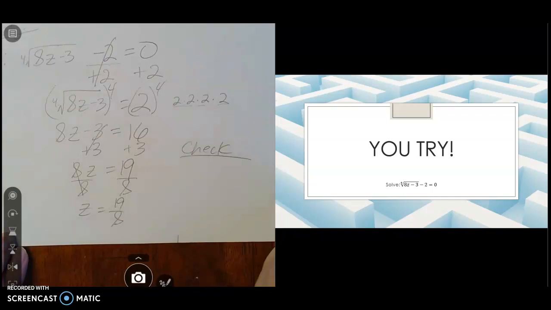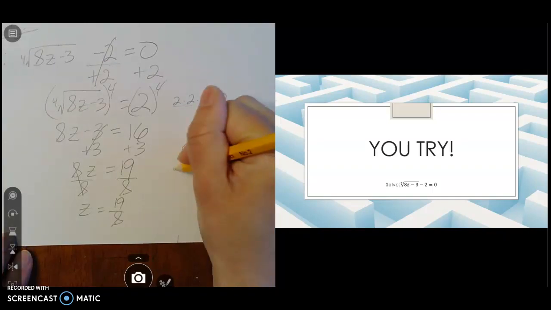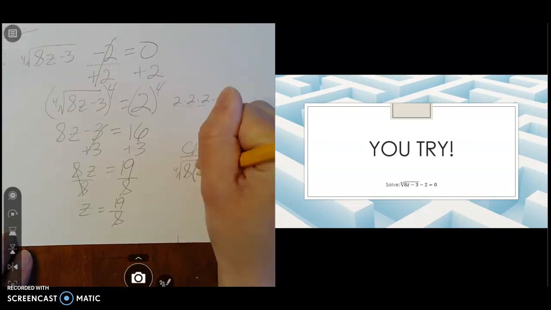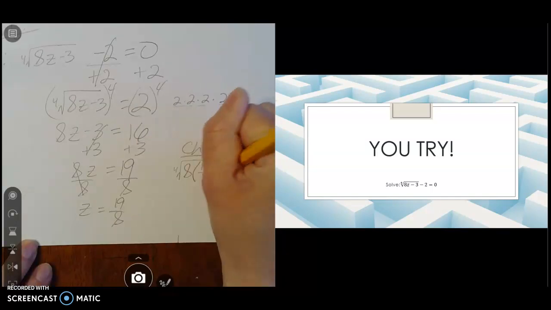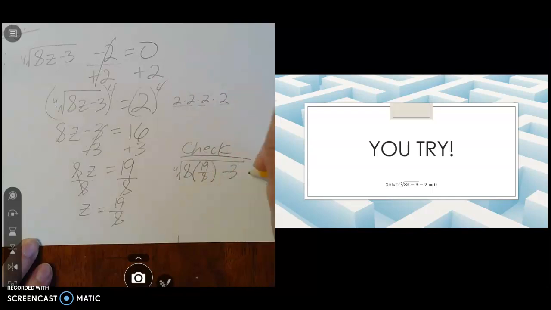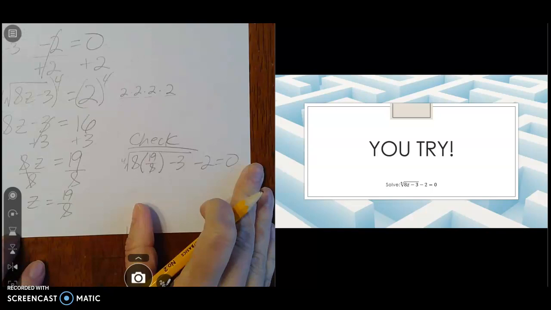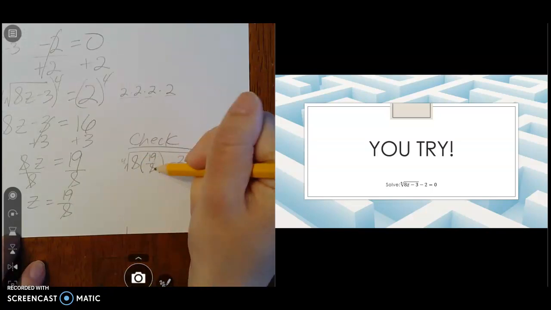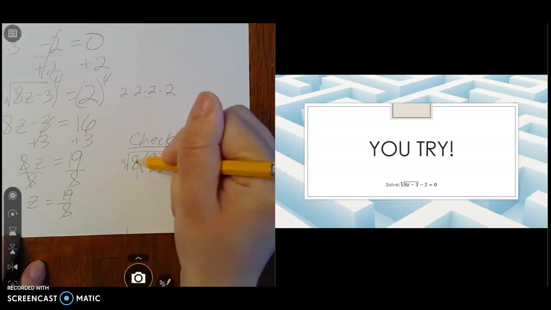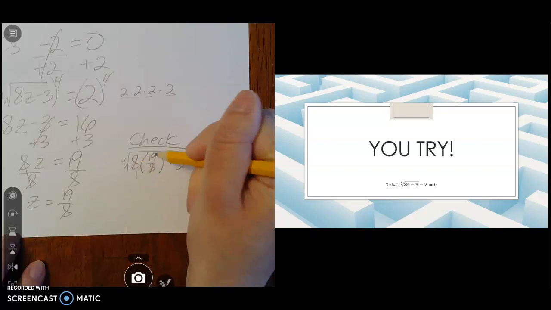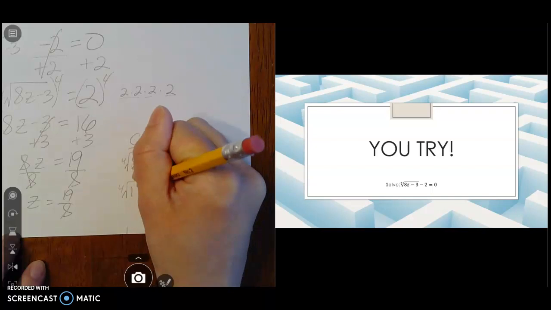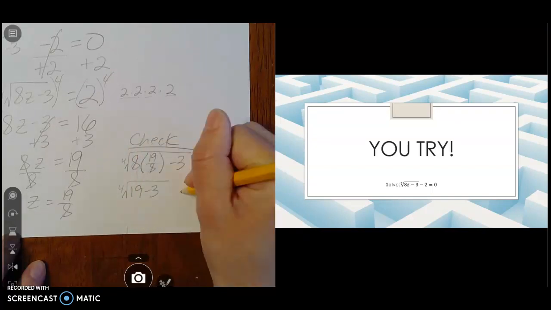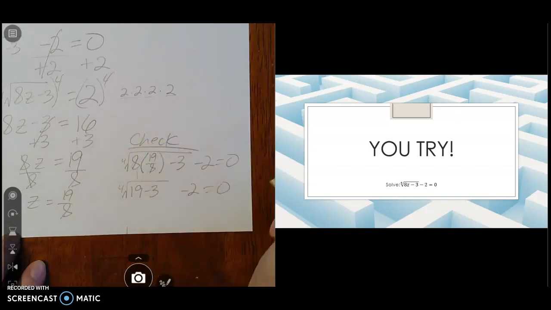Make sure it works. So I've got the fourth root of 8 times 8z, so I'm going to do 8 times 19 over 8 minus 3, and then I'm going to subtract 2 and see if that equals 0, okay? So the 8 times 19 eighths, well 8 is really 8 over 1, so the eighths are going to divide out nicely. We're just going to get 19. So now I've got the fourth root of 19 minus 3. Then I'm going to subtract 2 and see if that equals 0.